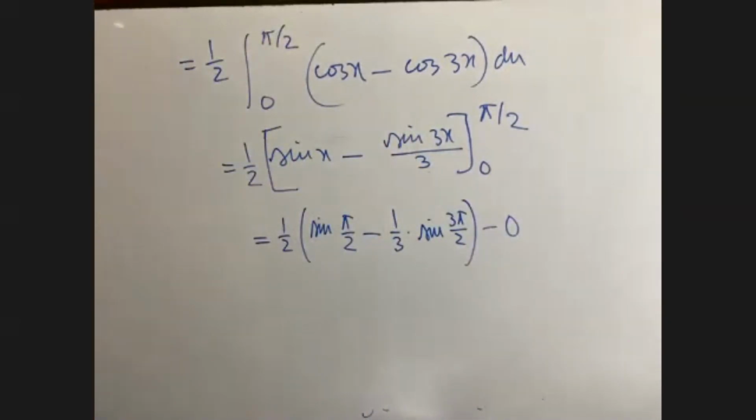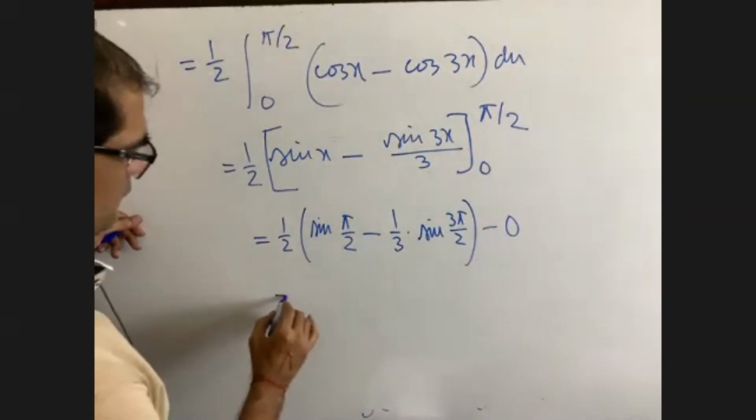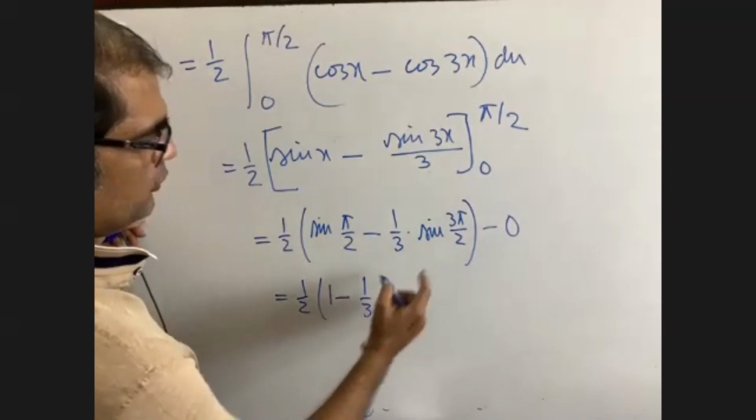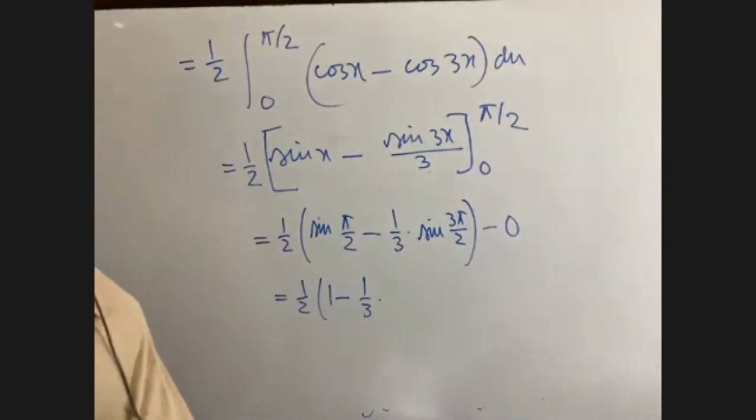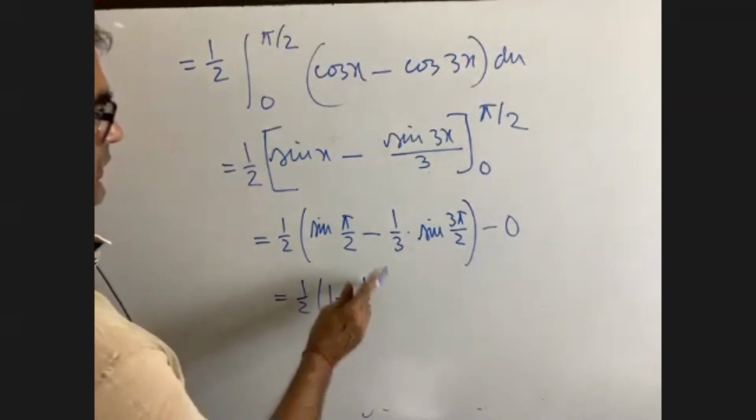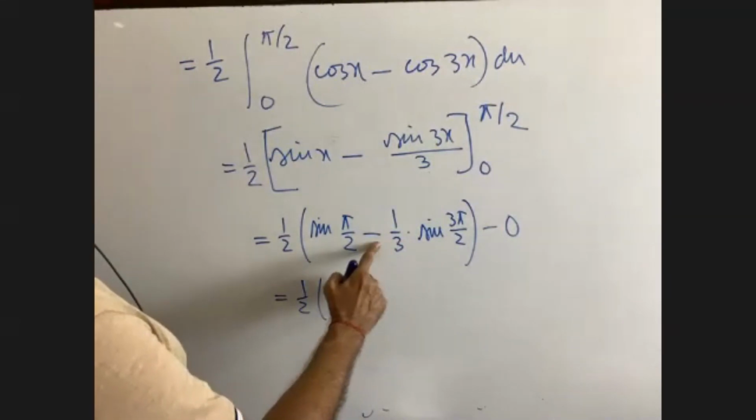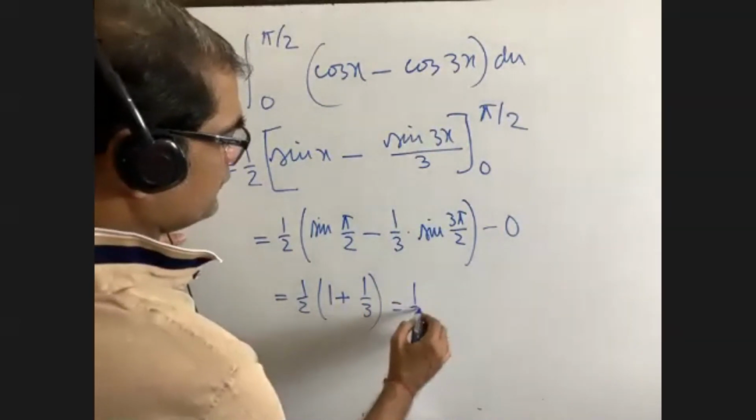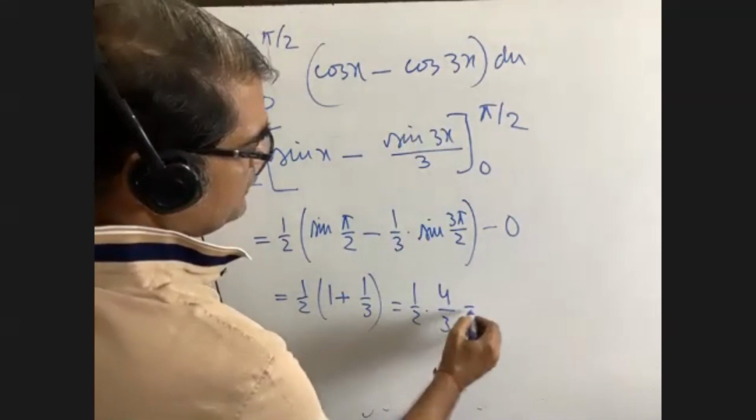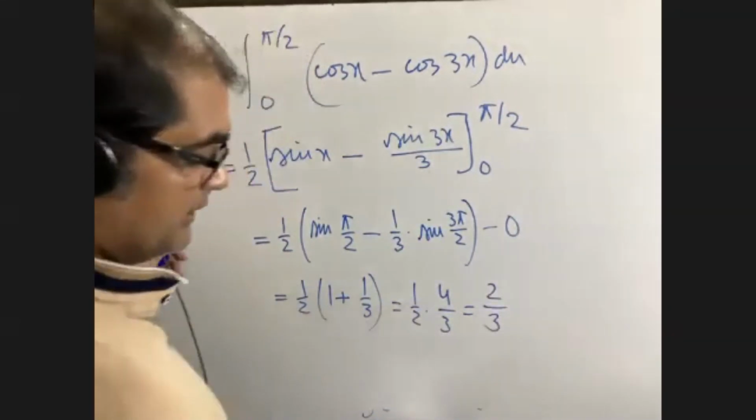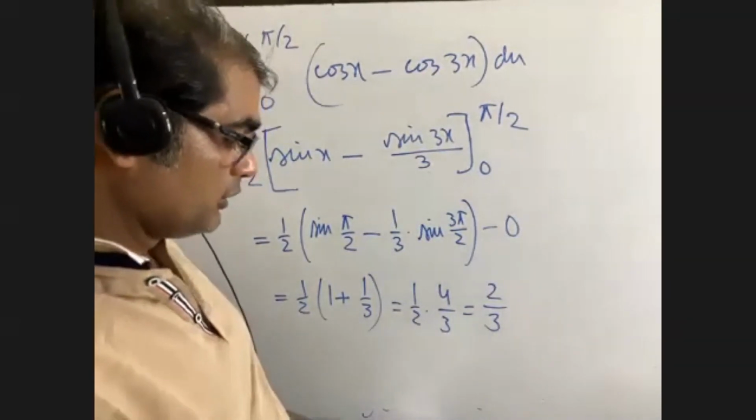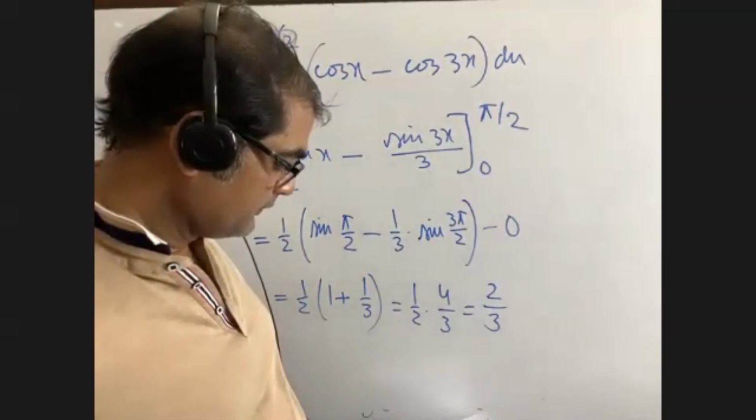Now just let me know what is the value here. Half, sine pi by 2 is 1, minus, let me know what is the value of sine 3 pi by 2. Sine 270 degree is what? So minus 1. Minus minus 1 will be plus, right? So 1 plus 1 by 3, that is 4 by 3. So half into 4 by 3, we are getting 2 by 3. That is question number 11.1, 2 by 3.